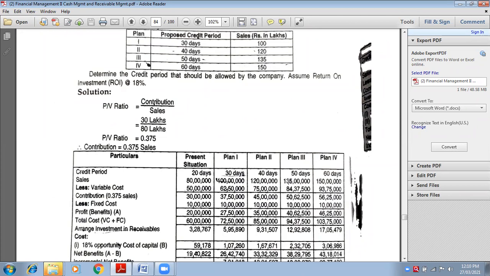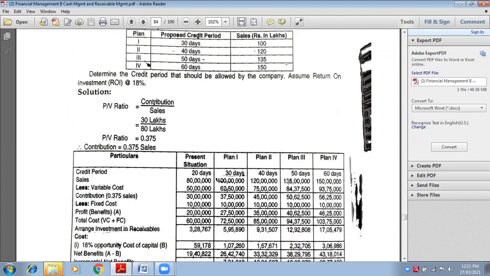Now this 84.375 into 1 lakh. What will be your answer? Do it in calculator only. Don't write it anywhere. Yes, 84,37,500. Very good. So this will be your answer.